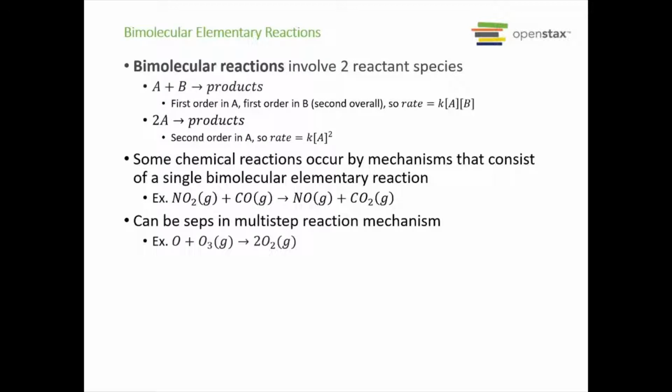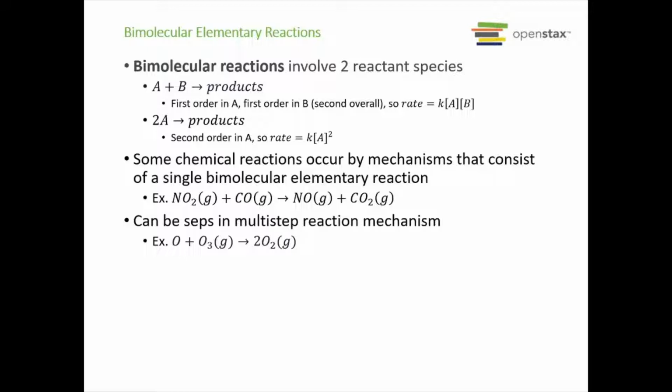We also have bimolecular reactions, and these are elementary reactions with two reactant species. So either some A and B forming products where each is first order. So you have first order in A, first order in B, and together you get second order overall. So your rate equation is k times A times B. Or you have 2A going to products, which is second order in A, and the rate becomes k times A squared.